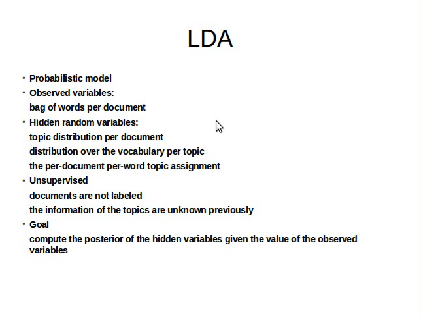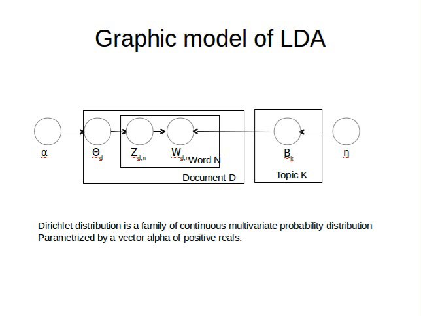And that's the goal of the LDA model, to compute the posterior of hidden variables given the value of the observed variables. We can say that the goal is to discover the hidden variables that are most likely to yield the set of documents in our archive. A graphic model of the generative model of LDA is always used to explain the joint probability of the observed variables and the hidden variables.